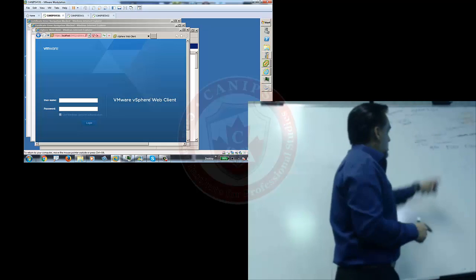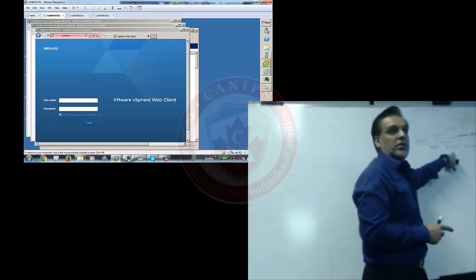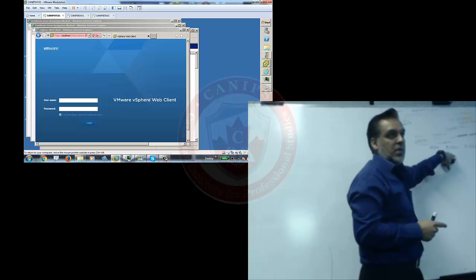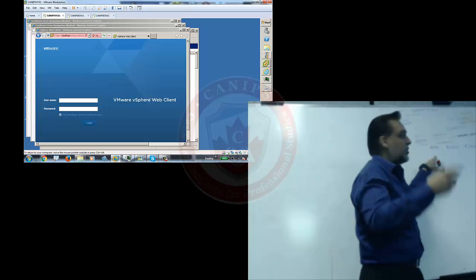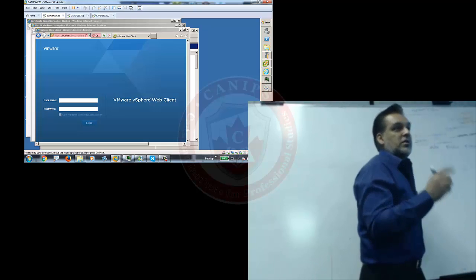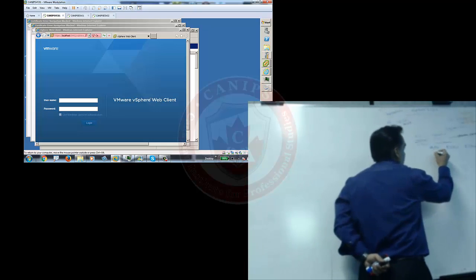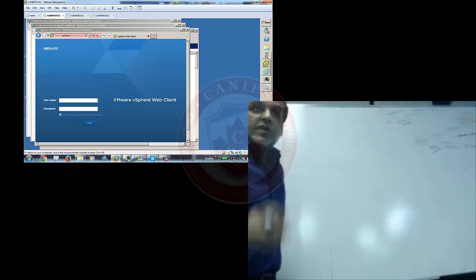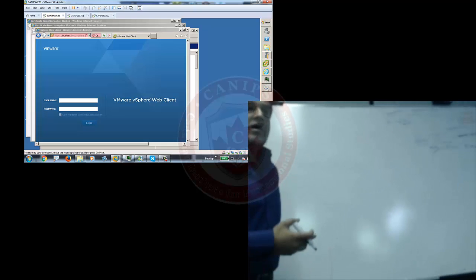Now, without ESXi host, can we create VMs inside? No. This is why we installed ESXi on this. Can I create VMs on this being a vCenter? No, you cannot, because vCenter is not a hypervisor, but vCenter is a software that can manage hypervisors. So vCenter has its own features.